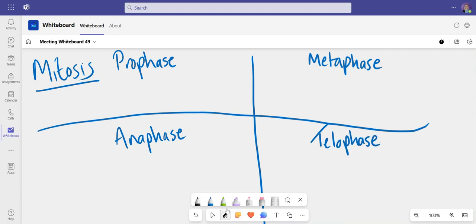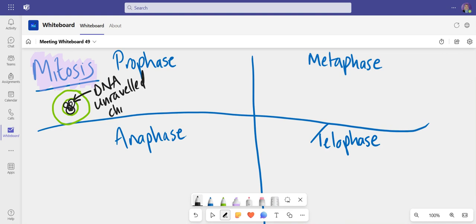Now, the purpose of mitosis is to replicate the nucleus. The nucleus is the bit that's going to divide. Okay, so at the start of prophase, all the DNA is unravelled. So inside the nucleus, all the DNA is all unravelled as chromatin. Okay, so the DNA is unravelled, and we call that chromatin.